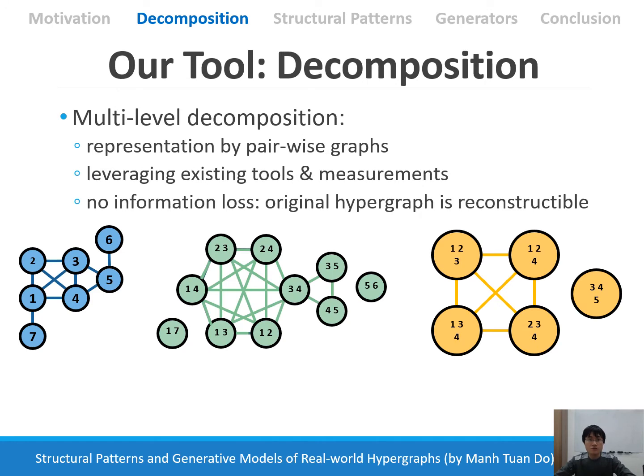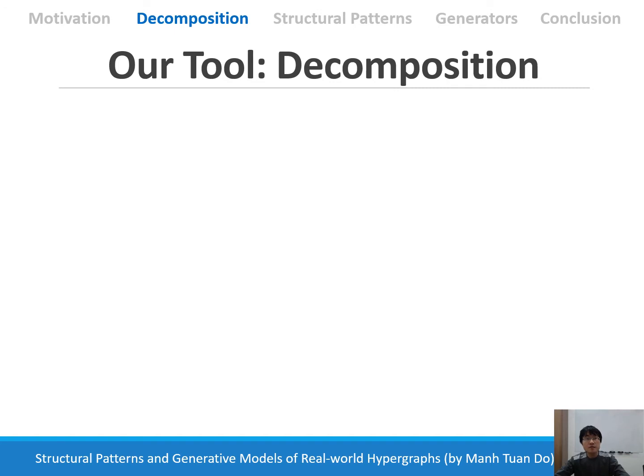In order to address this issue, we introduce our decomposition tool, which represents each hypergraph as a set of pairwise graphs. By this representation, we can leverage the existing tools for pairwise graph to analyze the decomposed graph. Additionally, this representation does not incur any information loss, as we can construct the original hypergraph from the decomposition. This is an illustration for our decomposition tool.